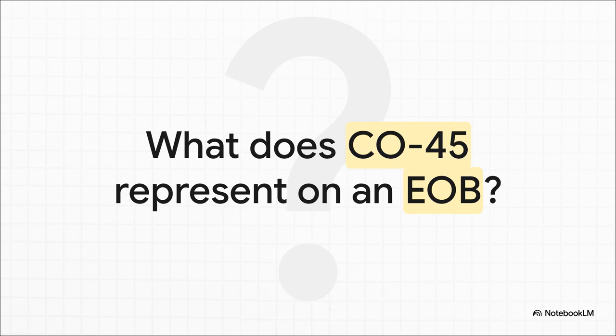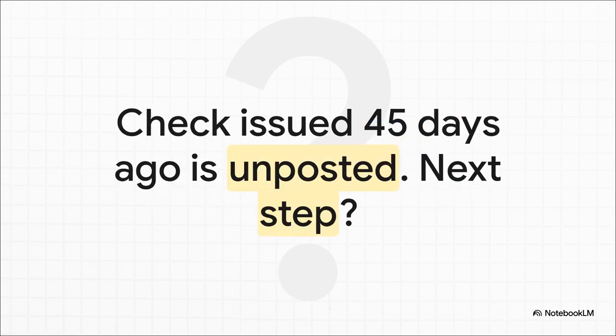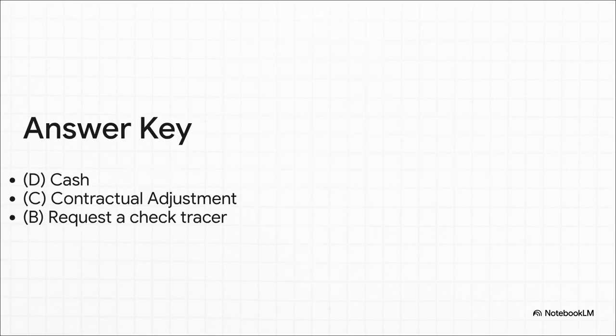Moving right along to question 2 regarding our EOB map, what does the code CO45 represent on an explanation of benefits? Is it A, deductible, B, copay, C, contractual adjustment, or D, coinsurance? And finally, question 3, testing our workflow. If a payer rep tells you a check was issued 45 days ago, but you've verified it is entirely unposted in your system, what is your immediate next step? A, write it off. B, request a check tracer. C, bill a patient. Or D, wait 15 more days. Okay, let's see how you did.